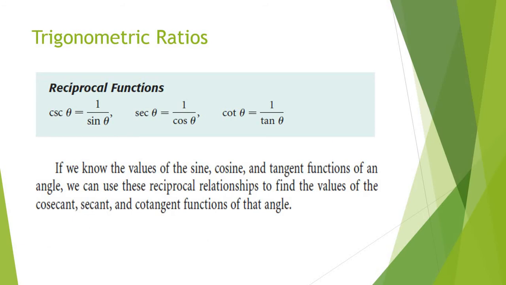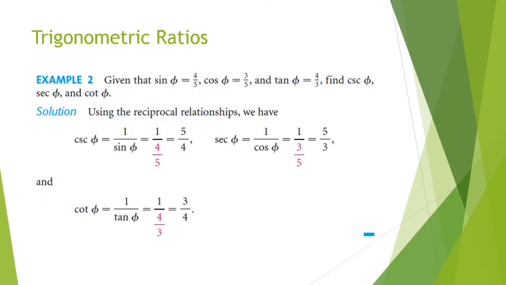Now the reciprocal functions, as I've said a while ago: your cosecant is the inverse of your sine, your secant is the inverse of your cosine, and your cotangent is the inverse of your tangent. So given that sine phi is equal to 4 over 5, the cosine of phi is 3 over 5, and the tangent of phi is 4 over 3, find the cosecant, secant, and cotangent.